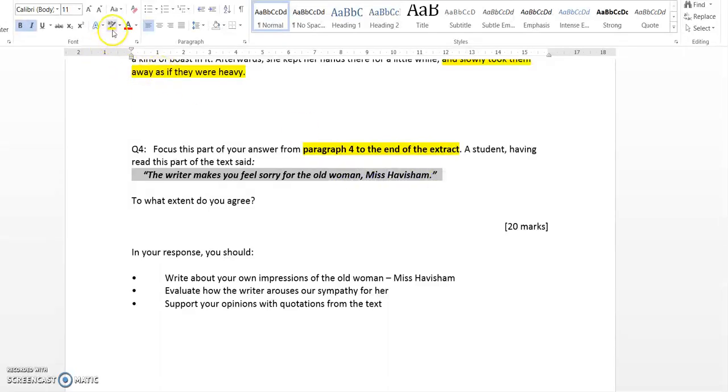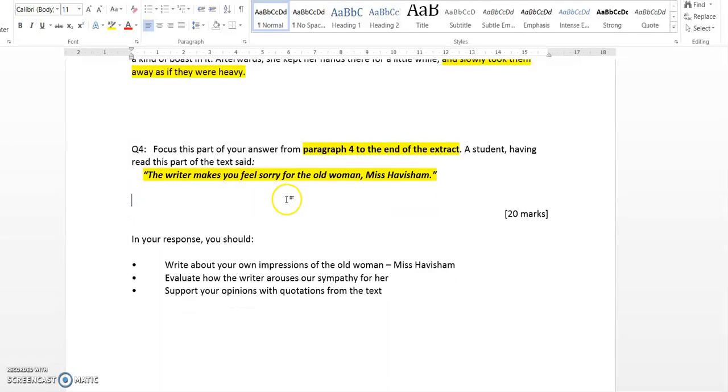Miss Havisham. Okay, so I've highlighted that because it's important, because you need to make sure that everything you write for this answer links back to this idea of how the writer is making you feel sorry for the old woman. It says to what extent do you agree, but really you don't need that. You are going to agree that the writer makes you feel sorry for Miss Havisham.